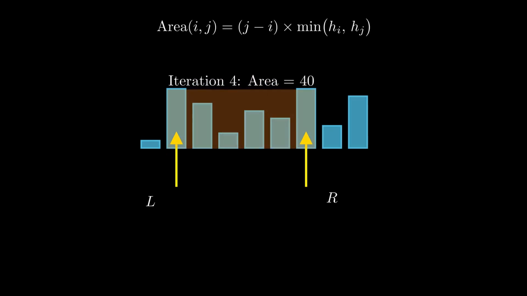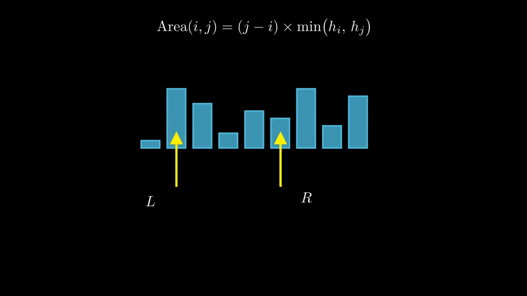Here's the C++ code in action. The two pointers adjust dynamically, scanning for the maximum possible area without missing any potential solutions. And that's how we solve container with most water visually.